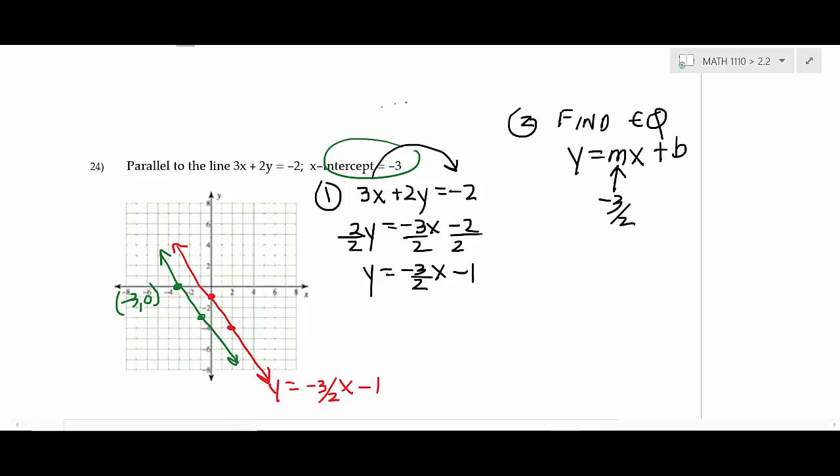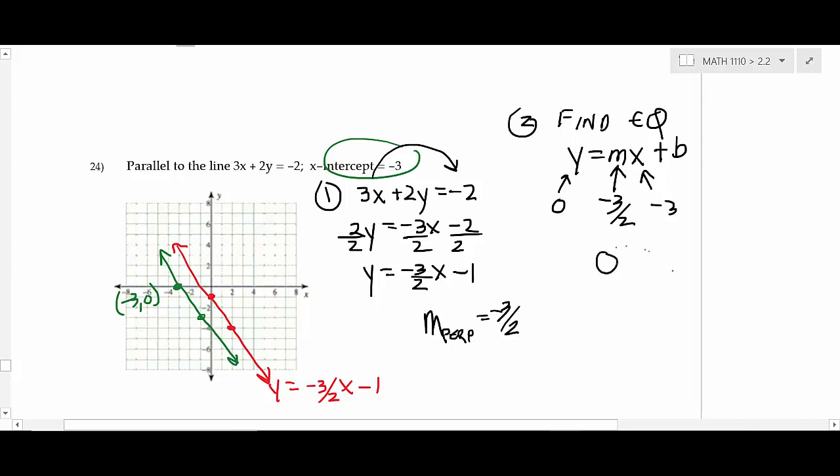So if you take this point negative 3, 0, you want to plug the negative 3 in there. You want to plug the 0 in there, and then you'll get your y-intercept, and then you can put it together to get the answer. So the key thing is the slope of the parallel line is also negative 3 halves.